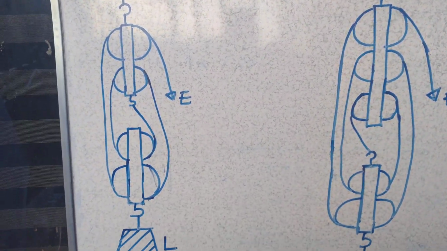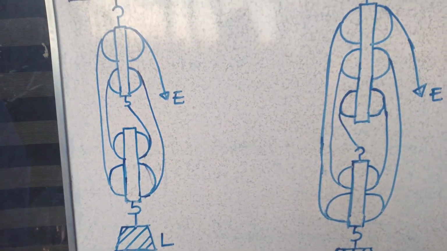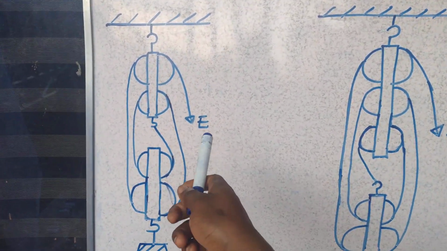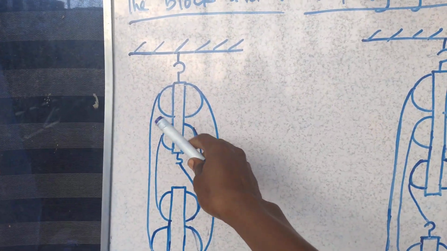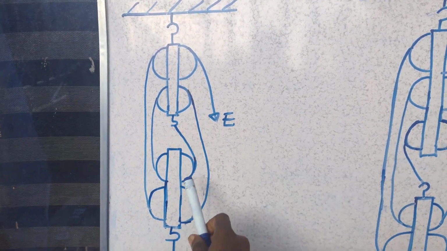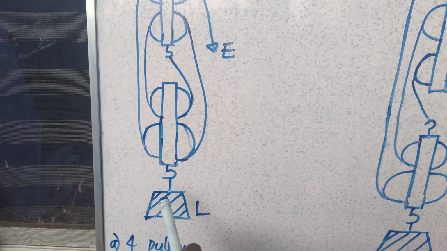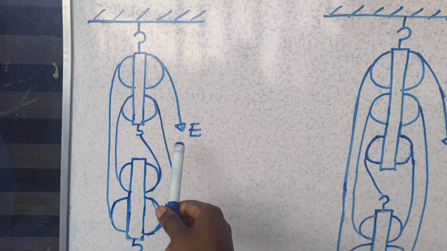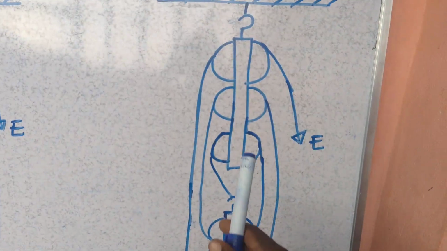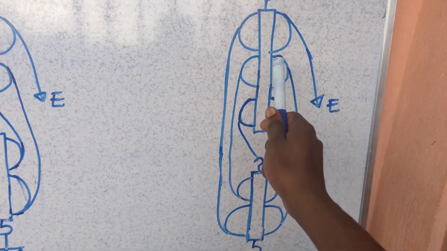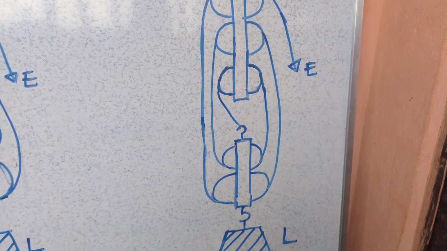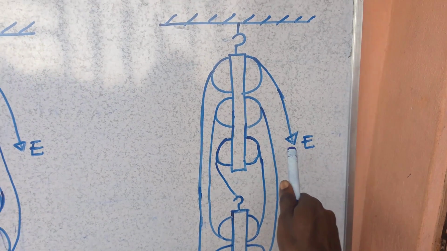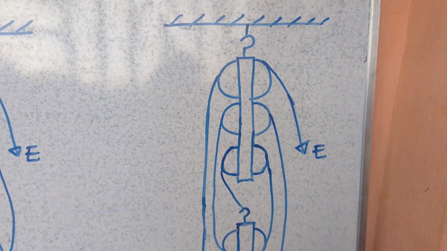This diagram shows us a pulley. This one has 4 pulleys attached to it. If you observe, there are about 4 pulleys attached, and this is a load. And an effort is applied at this end of the rope. Okay? This other one has 5 pulleys attached to it. And then a load is at this point, an effort is applied at this other end of the rope.